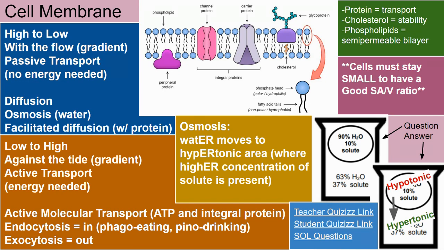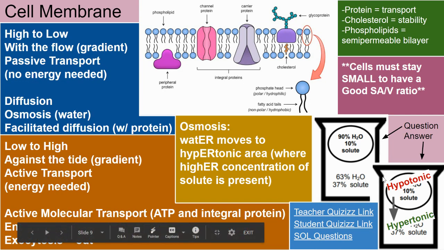Main thing with osmosis, you want to pay attention to the concentration of solute, not the concentration of water. You want to label that. So if it's low solute, it's hypo. If it's higher solute, it's hyper. And water always moves to where it's higher solute concentration. So that's our osmosis beaker problems.